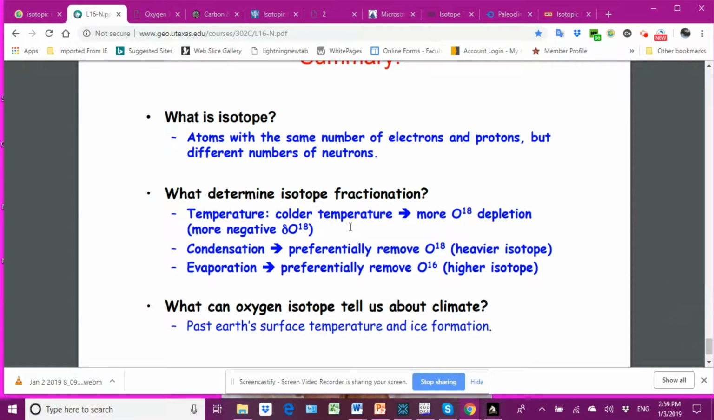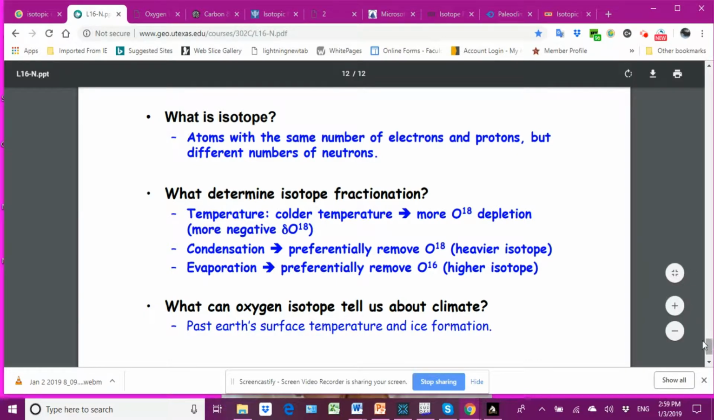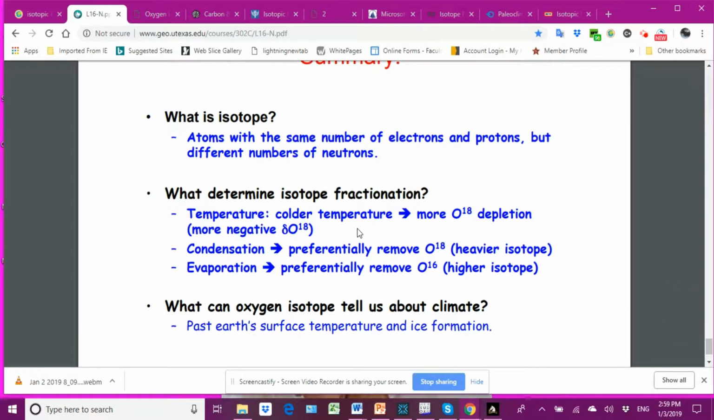Right? It's important to make that distinction. Condensation preferentially removes the heavier isotope. Evaporation preferentially removes the lighter isotope. I should say lighter here. Okay. So with colder temperature, there's more oxygen depletion in the ice, but enrichment in the water. And vice versa. With warmer temperatures, there's more oxygen enrichment in the ice, and depletion in the water.